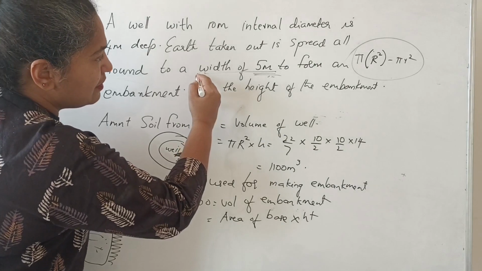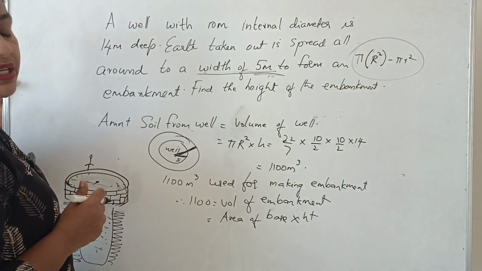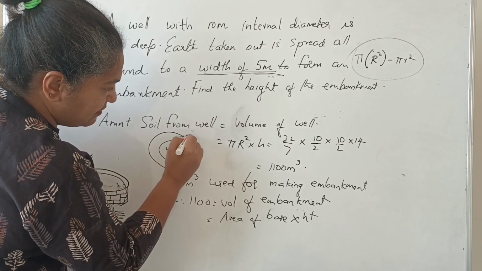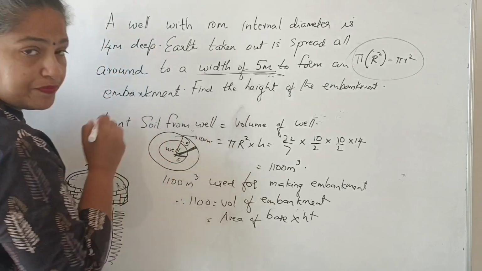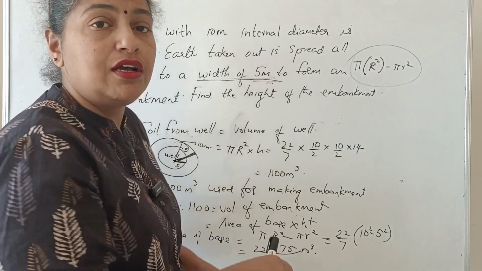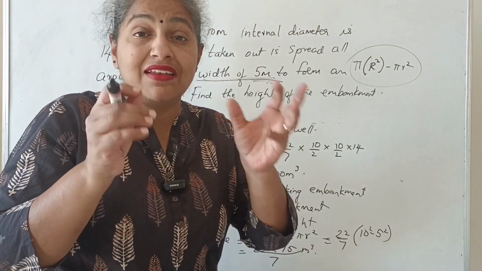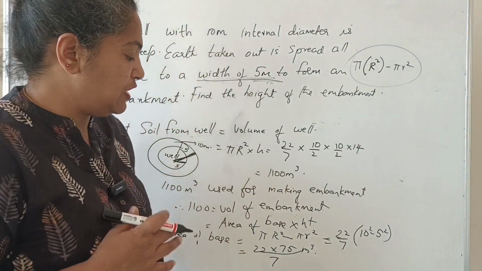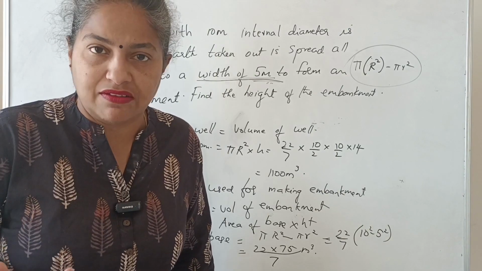Now, it is given that the embankment is of a width of 5 meters. So, I can say that this thickness is 5 meters, so that my outer radius is 10 meters. The area of the base is outer area minus inner area, because the center part I don't have to take. It is like a hollow cylinder. So this is what I am getting. I am not getting a proper value because I am leaving it as a fraction.